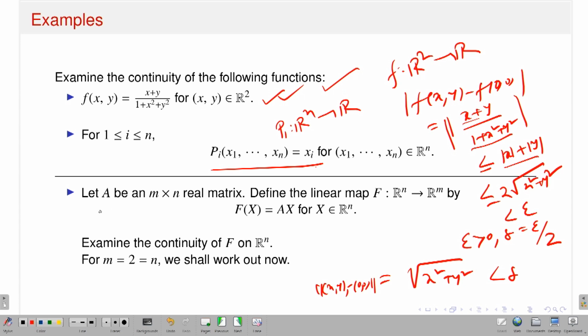The next one says: start with an m cross n real matrix A, and define a linear map capital F by F(x) equal to Ax, where x comes from Rn. If I have this function, then it is also a continuous function, one can prove. In fact, for general Rn to Rm, the calculations will be a little complicated. So I want to just show you the continuity of F, but not for arbitrary n and m. I will just consider m equal to n equal to 2. That means I have a function capital F from R2 to R2, which is a linear function, and I will show that it is a continuous function. I will do the proof for m equal to n equal to 2, but the fact is true for any Rn and any Rm.